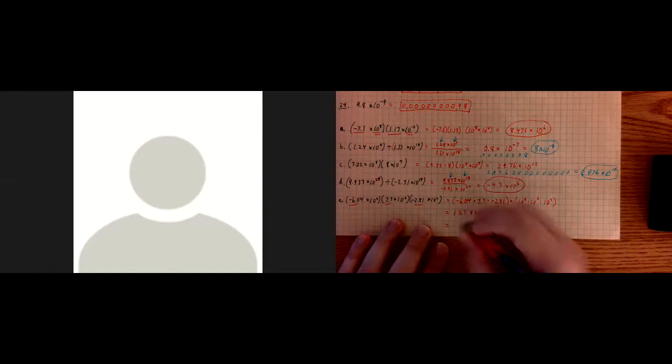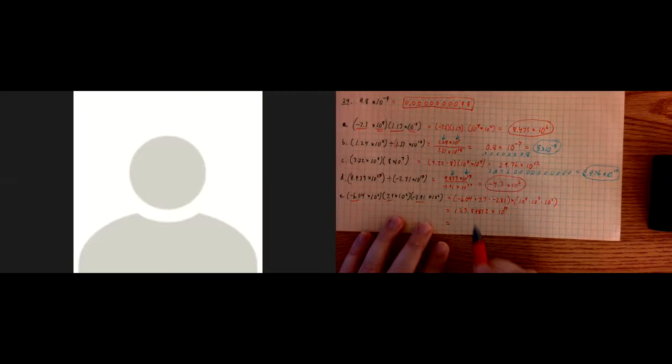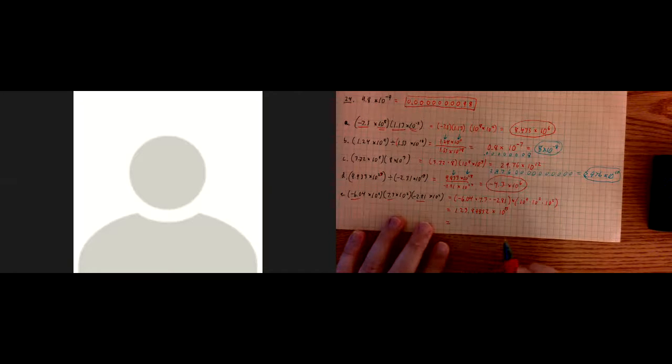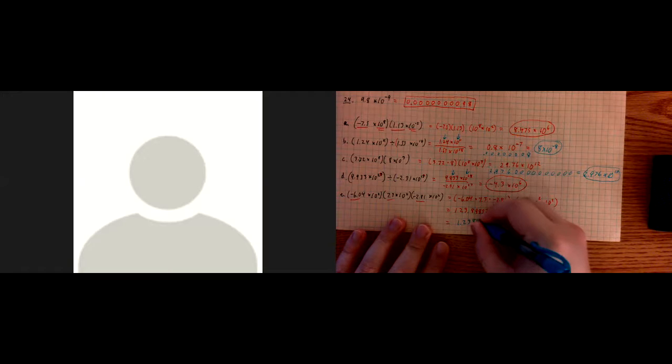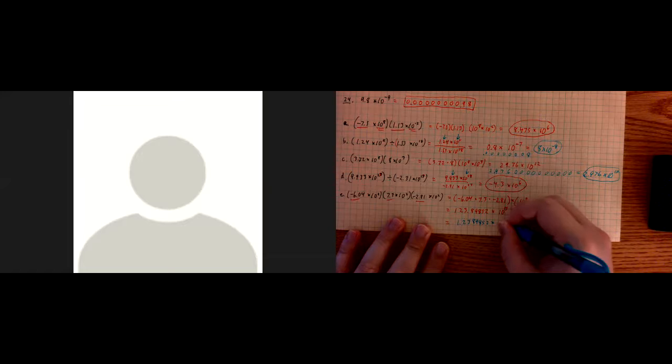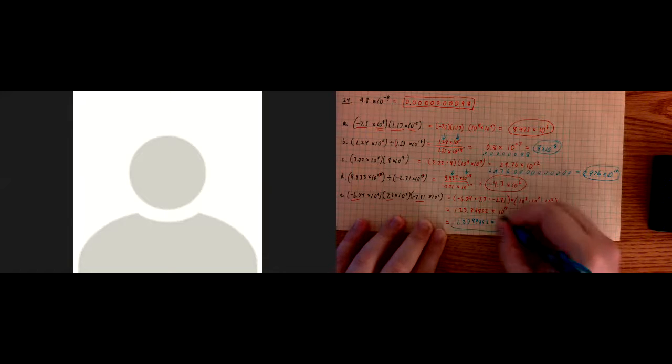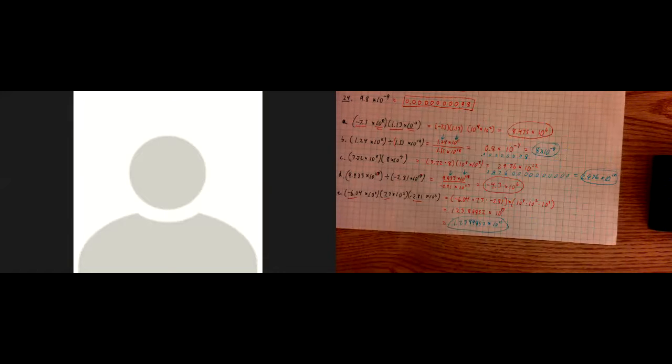This is not in the correct form. The first number is not between 1 and 10. I need to move my decimal place 2 more places to the left. I'm going to shorthand that a little bit. I already know it should be 1.2389852 times 10 to the 15th power. You can find it the same way we found these two.